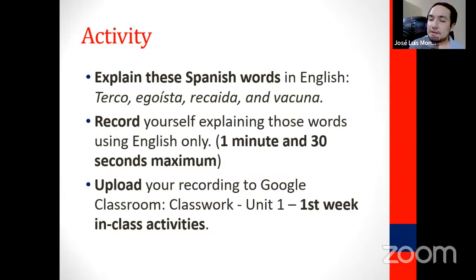Now, for the activity, you should explain these Spanish words, 1, 2, 3, 4, but in English. Not using Spanish, not using the translation. We have to use other words to express what that is. For example, this is a person that persists a lot. He believes in something very firmly, and it's hard for someone to change his or her mind. Okay, you can define it like that, for example.